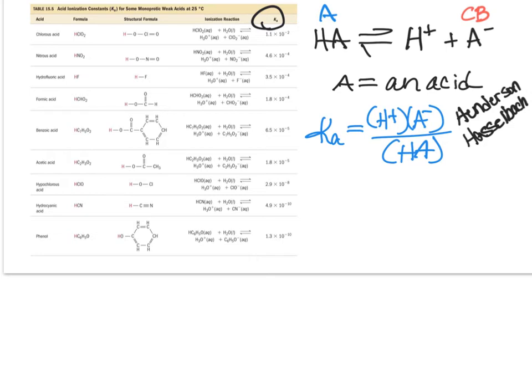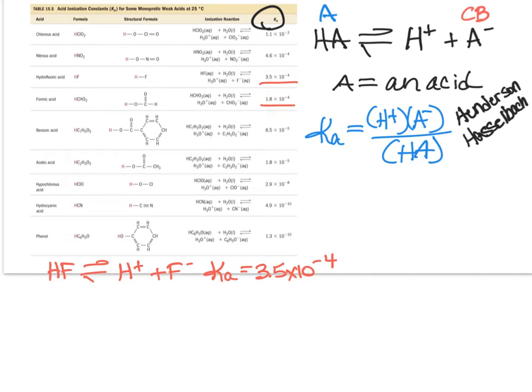All right, and I'll just pick a couple. We'll look at 2 that are right next to each other: hydrofluoric acid and formic acid. We already know the reaction of HF. It's hydronium plus fluoride. And we're told that Ka is equal to 3.5 times 10 to the negative 4th.